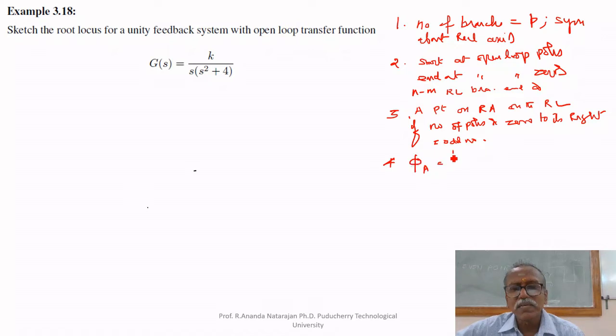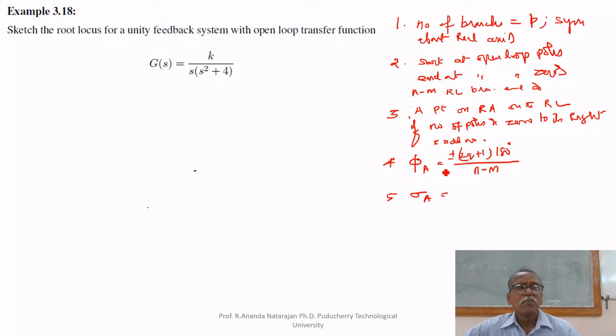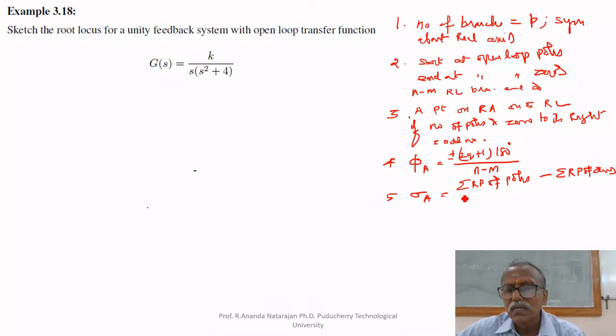Fourth rule says the angle of asymptote phi a equal to plus or minus 2q plus 1 multiplied by 180 degree divided by n minus m. Fifth rule says sigma a, that is the point of intersection of all these asymptotes. Asymptote means what? Tangent at infinity. The graph and the tangent will meet at infinity. That is asymptote. What is sigma a? Sum of real parts of poles minus sum of real parts of zeros divided by n minus m.